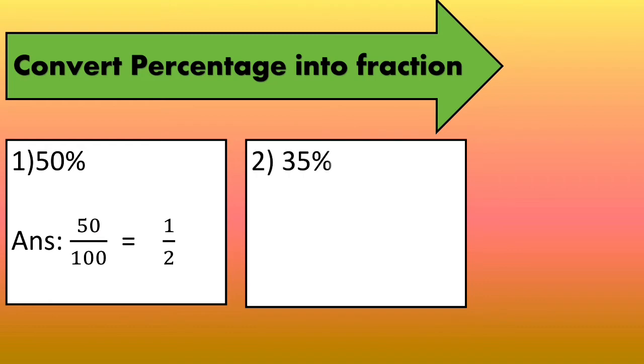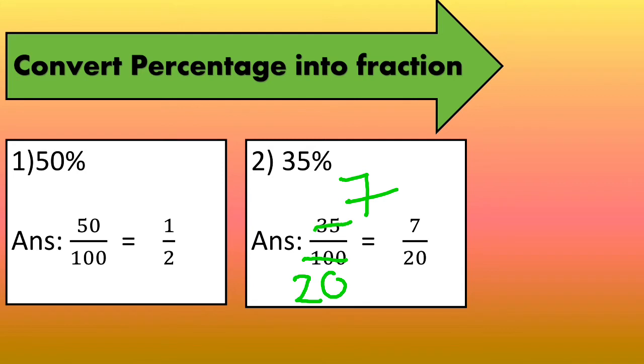The second sum is 35%. First of all, we will write it as a fraction: 35 upon 100. These two numbers come in the table of 5. 5 7s are 35, 5 2s are 10, 5 0s are 0. So what is our simplest form? 7 upon 20, that is our fraction. Children, these two sums you have to write in your maths notebook. Now you will give the heading: convert percentage into fraction.